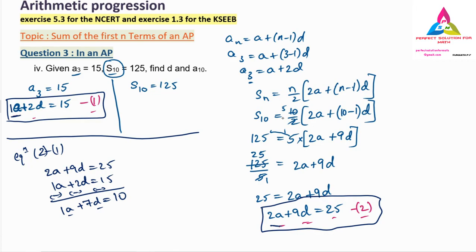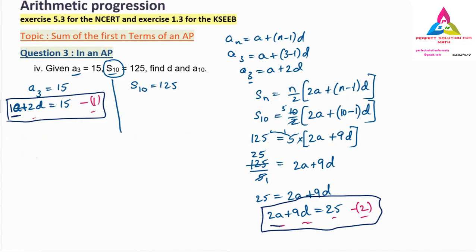That I will explain now. The thing we have to do over here is compare both the equations. Here we have 2a, and here we have 1a. We can make this 2a. How can we make this 2a? We can do that by multiplying equation 1 by 2.